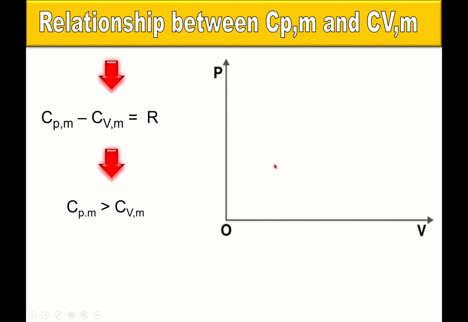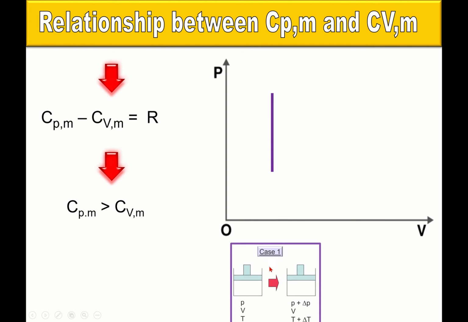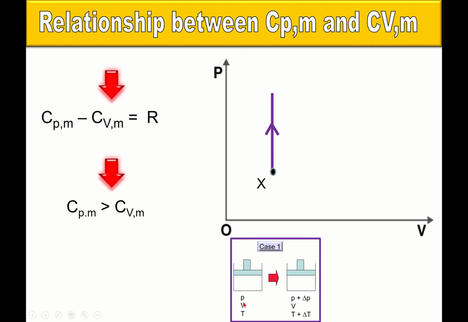Okay, if we plot the graph P against V for the two cases, the first case, case 1, is constant V, at final and initial. At initial, V is constant, so the graph must be a straight line, where the initial is P and the final will be P plus delta P, and the volume for both initial and final still gives the reading V. That's why it's a vertical straight line graph.